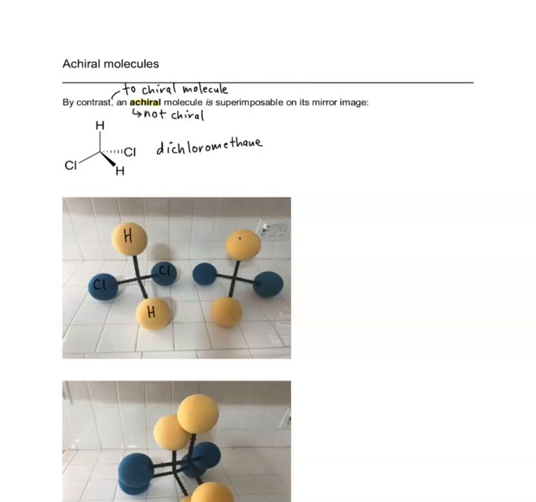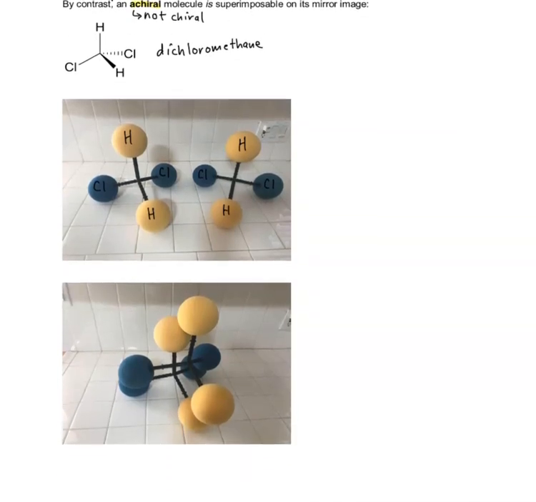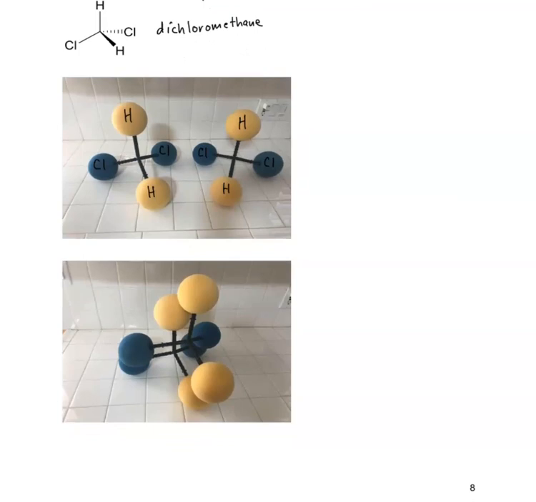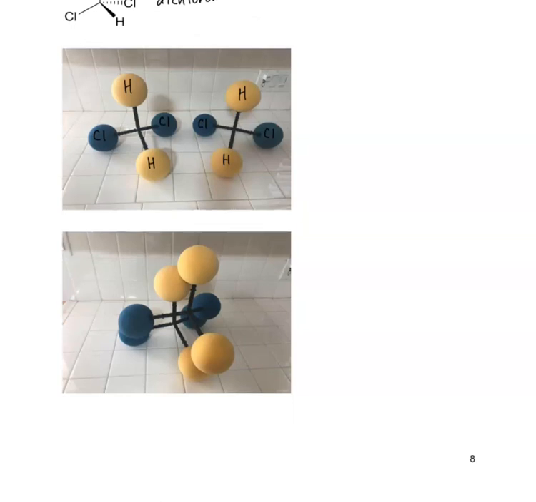I made its mirror image. That's sitting next to it on the right. And so I can pick up the mirror image, and by moving it around a little bit, place it on top of the original, and see that they are, in fact, superimposable. So the mirror image of an achiral molecule is superimposable on the original, meaning the original achiral molecule.